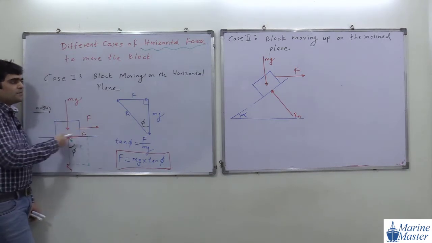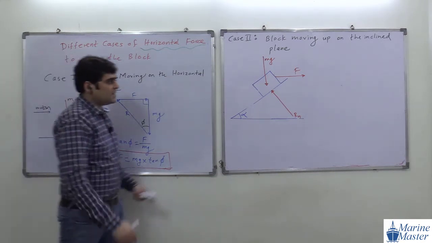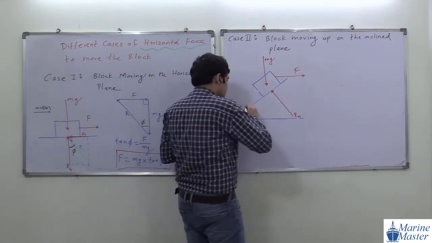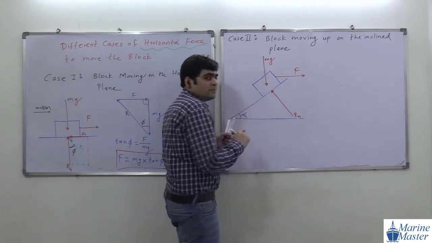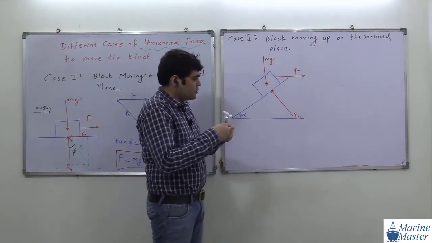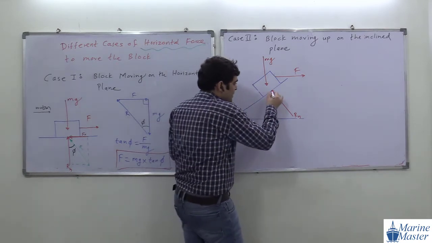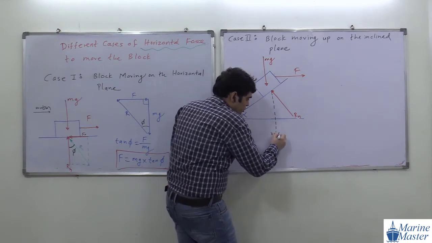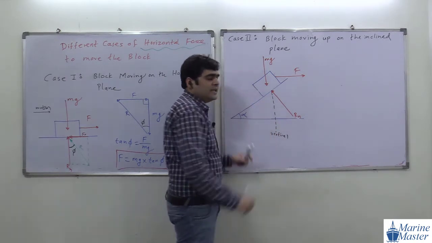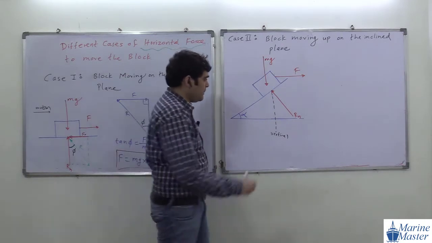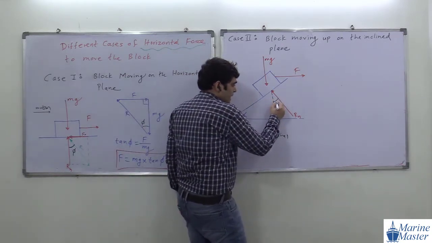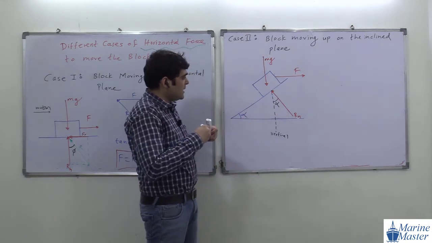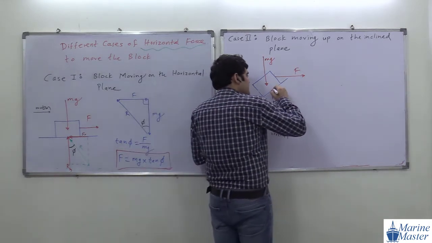In the earlier scenario, normal reaction is vertical because the plane is horizontal. But here the plane is inclined. The plane is making angle alpha with respect to horizontal. So what is the angle between Rn and vertical? This line is the vertical line. So the angle between Rn and vertical here is alpha. Any doubt in this discussion? Why are we getting alpha? After this point, this is a friction force.